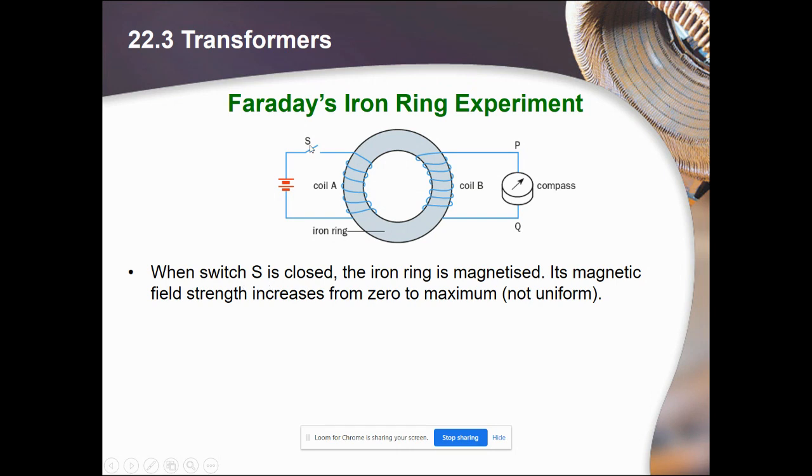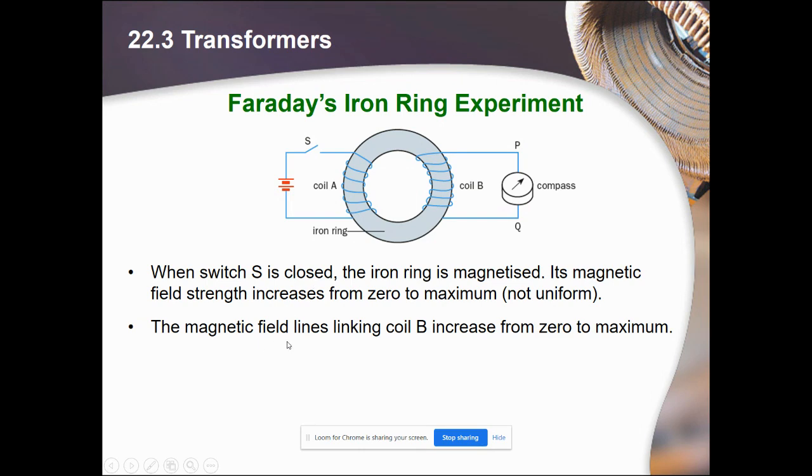When the switch S is closed, the iron ring becomes magnetized and its magnetic field strength will increase from 0 to maximum. So the magnetic field is not constant or not uniform, it's increasing. Because when you close the switch, the current increases from 0 to maximum, so the magnetic field strength also increases, but it takes place only in a very short time.